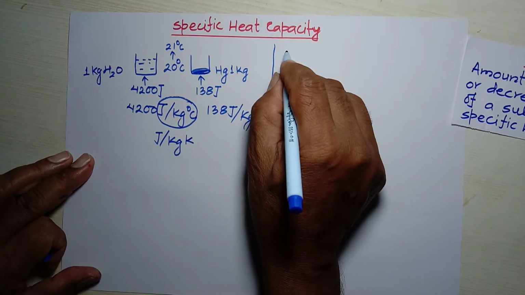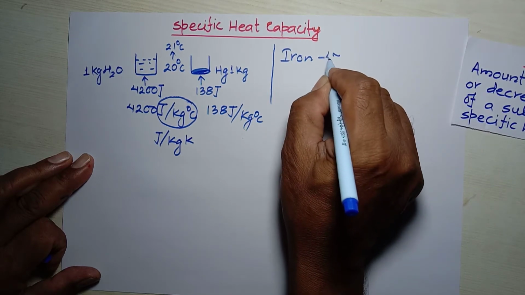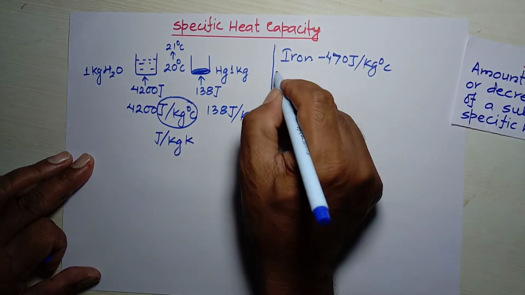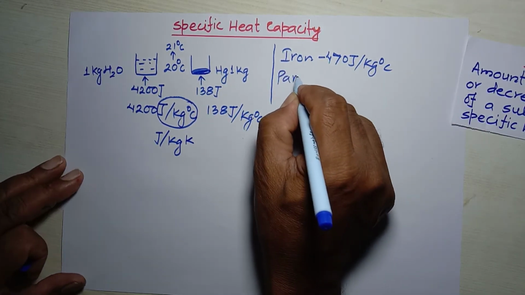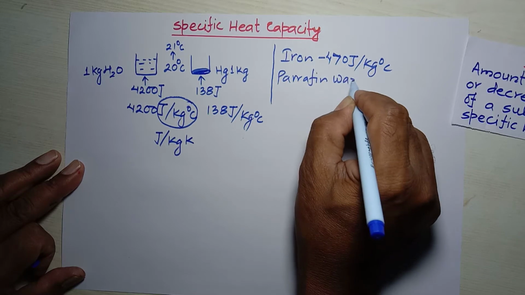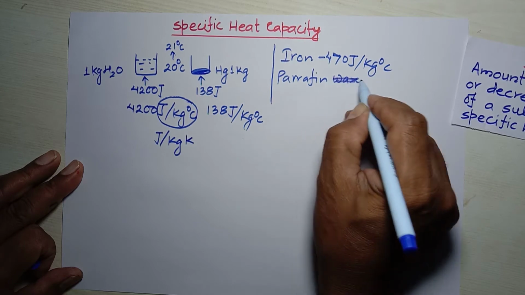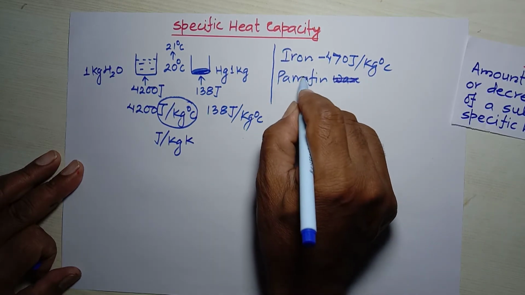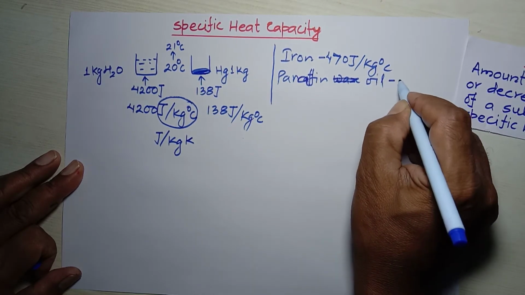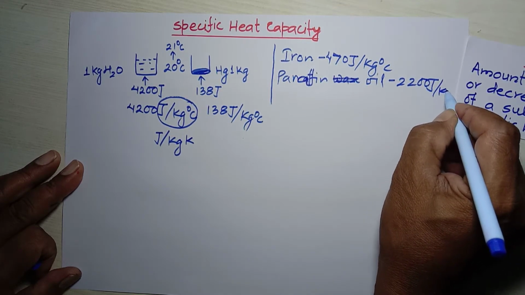Okay, now there are some other substances. Just for example, iron. Iron's specific heat capacity is 470 joule per kg degree Celsius. In the same way, paraffin wax, or paraffin oil, it is normally called oil. Paraffin oil, its specific heat capacity is 2200 joule per kg degree Celsius.